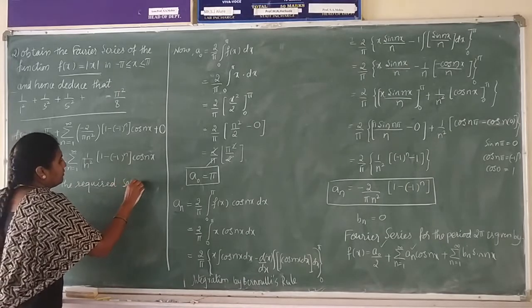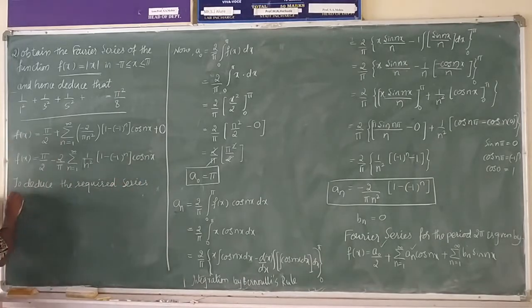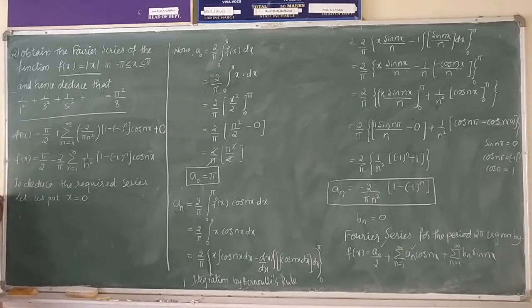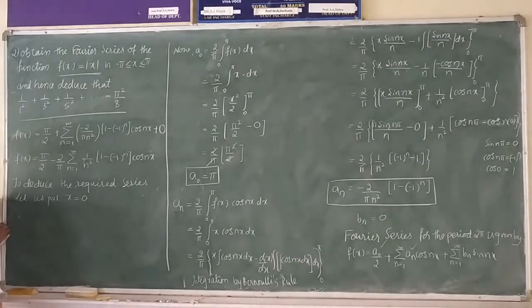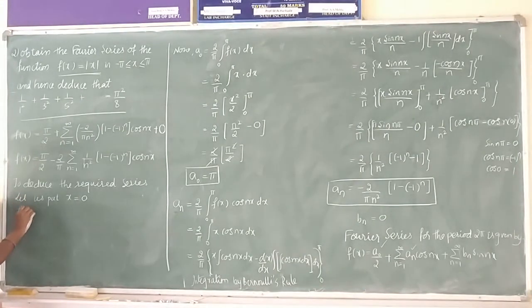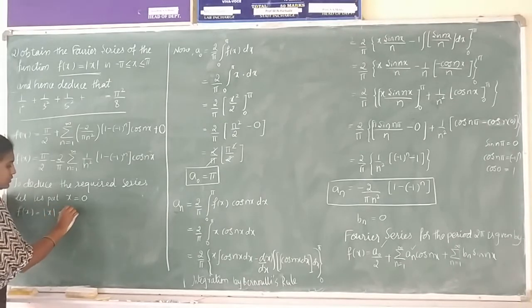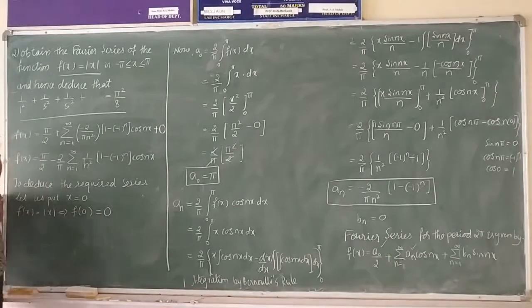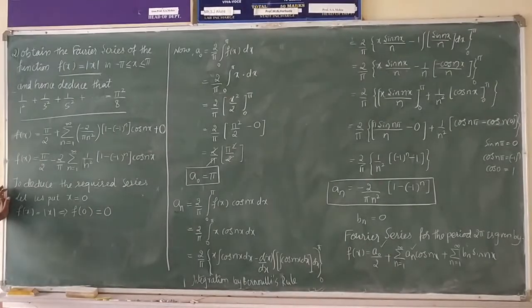To deduce the required series, let us put x equals 0 in this series. What are we getting here? We have f of x equals mod x. If we substitute x equals 0, here we are getting f of 0 is equal to 0.